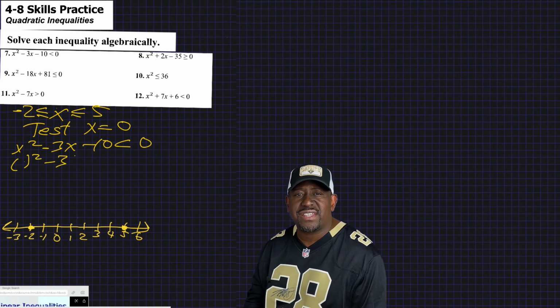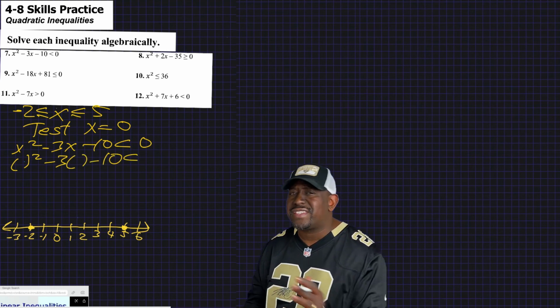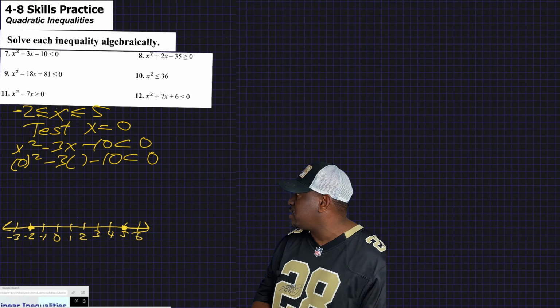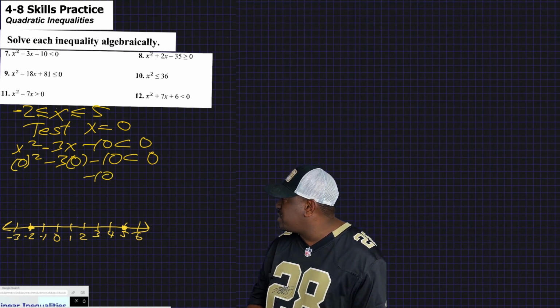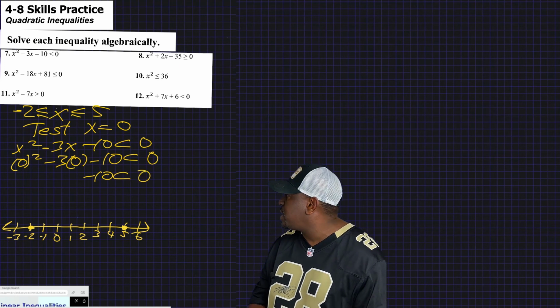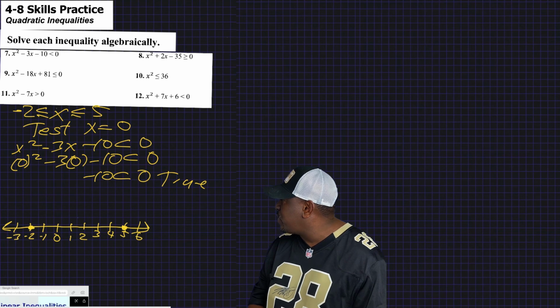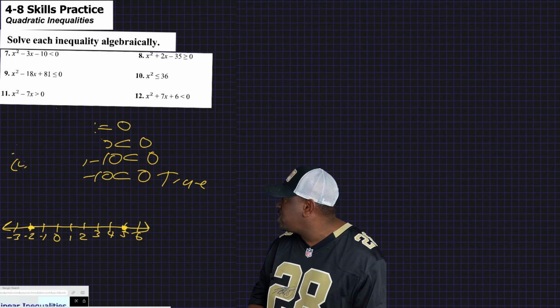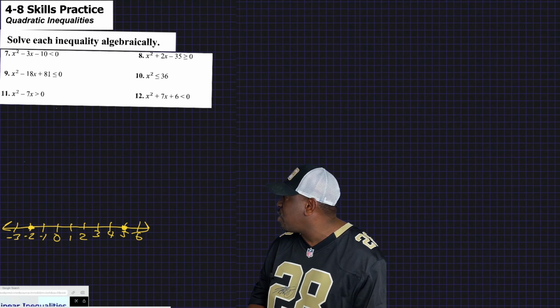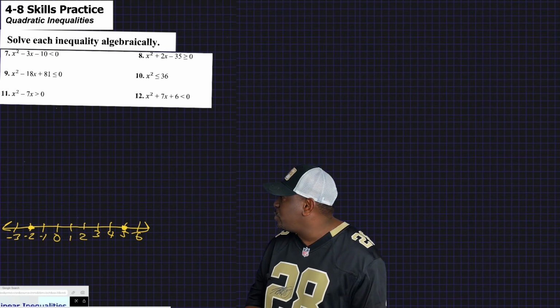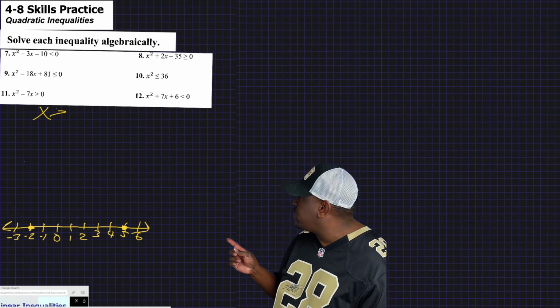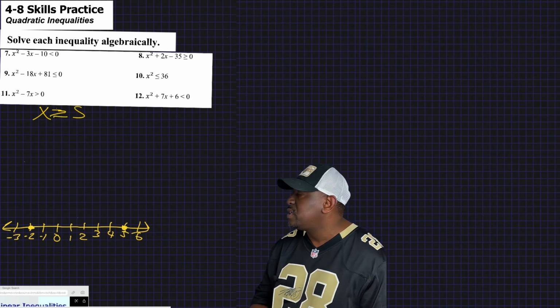What's the easiest one to test? Which one would you test? You don't have to test the exact one that the NOLA Mathman does. You could pick any one. NOLA Mathman picks 0 because 0 is very easy to calculate. That makes sense. So he substitutes 0 in. For the x values, 0 squared is 0. Negative 3 times 0 is 0. You bring down negative 10. Negative 10 less than 0 is true. And so that region is a solution. So we know the region between negative 2 and 5 is going to be a solution.